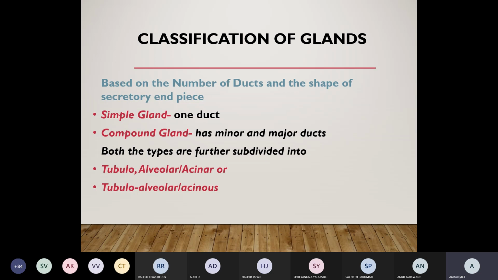And this compound type may be divided again into tubular, alveolar or acinar, and tubulo-alveolar or acinar. It means they may have tubulo-alveolar acini. That means a single gland along with multiple tubules which open directly into the effector organ. Or sometimes the tubules along with the alveolo-acinus unite with each other, with multiple acini, which open into the alveolar sac and ultimately into the ductules.